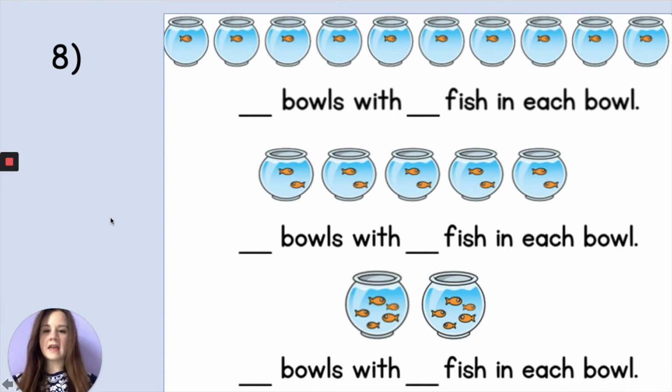Question number 8. On here we have lots of different bowls with fish in it. You need to complete the sentence. Something bowls with something fish in each bowl. So how many bowls first? And then how many fish in each bowl?